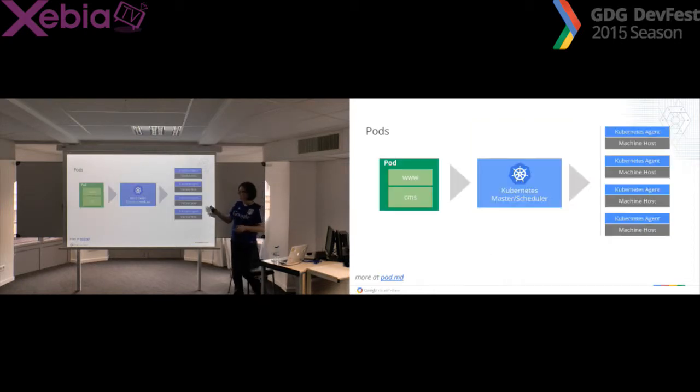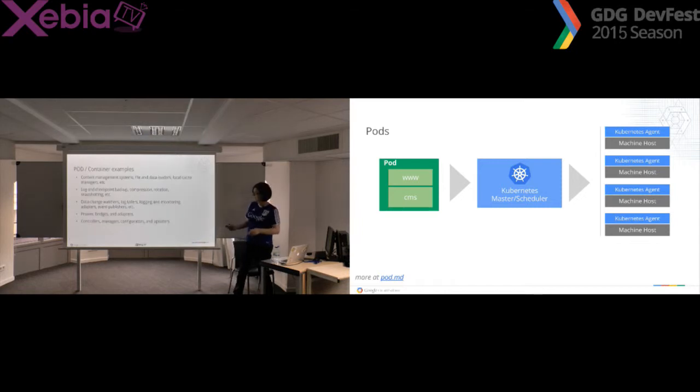And pods effectively look like this. This is kind of a higher level of abstraction. We have a pod, we have the Kubernetes master scheduler, and we have a fabric of machines. Four different virtual machines in this case. This could be tens of thousands of virtual machines, many, many more if it's Google. So we're effectively saying, I want to run this pod, run it somewhere for me.